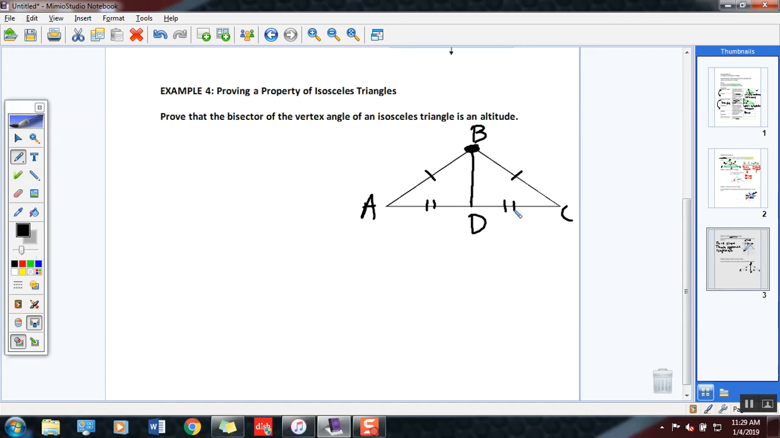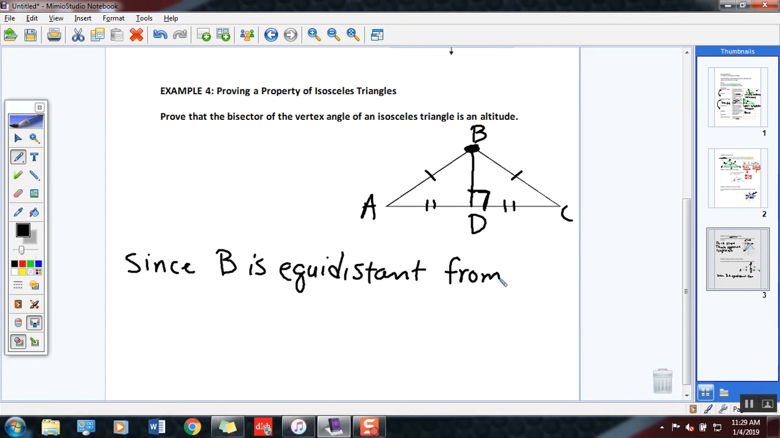So what kind of angle does that make this then? 90 degrees. It's 90 degrees because this is like a perpendicular bisector. Anytime you have a perpendicular bisector, if these two sides are the same right here, then that angle must be 90 degrees. So what I'm going to say is this: since B is, what's the word I'm going to use in terms of equal distances? Equidistant from which two endpoints? A and C.